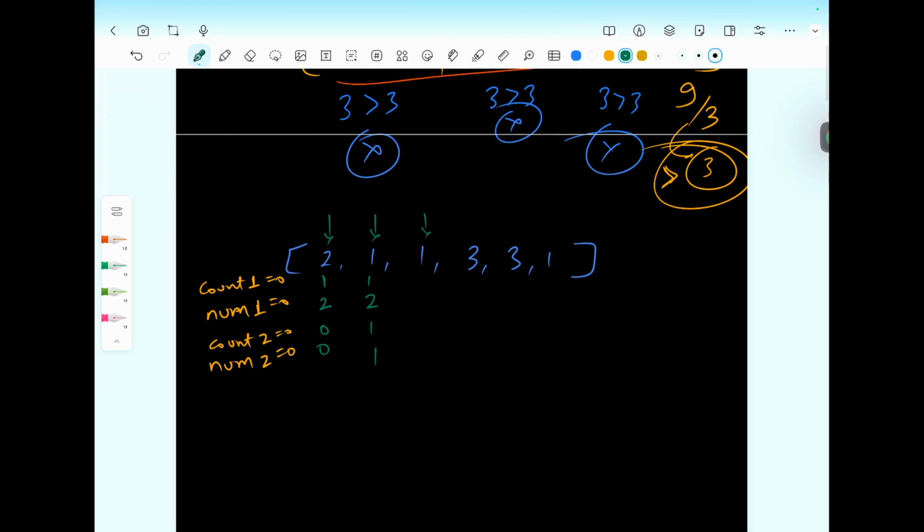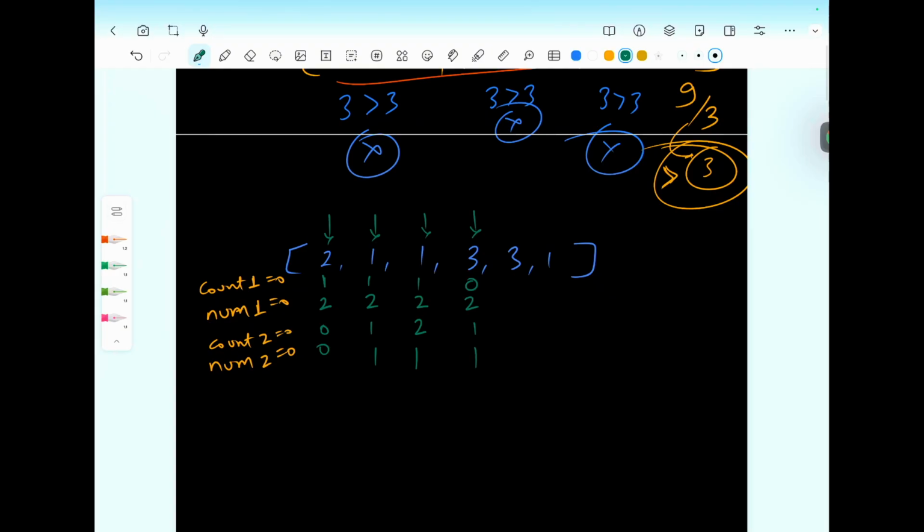Now let's move to the next number, and we will check whether these numbers are equal, no. Then we will check with num2, are these equal, yes. So our count1 and num1 will remain the same, and our count2 and num2 will update. So count2 will become 2 and num2 will still be 1, because it is the same number. Now let's move to the next. Again we will compare, is it the same, no. Is it the same, no. So both elements are different. If both of them are different, we will decrease the count of both the elements.